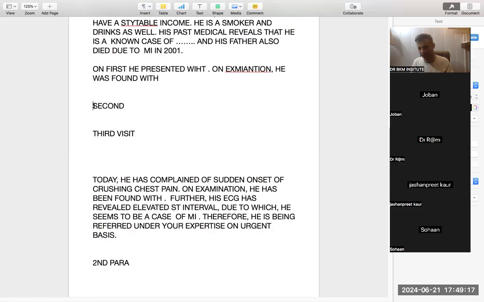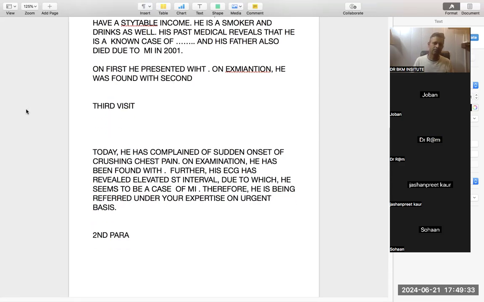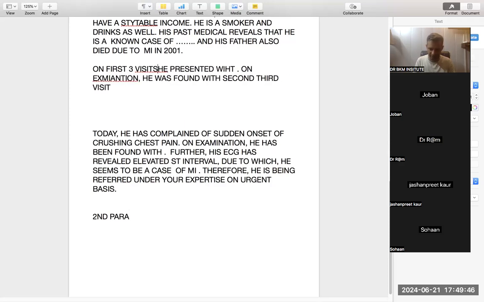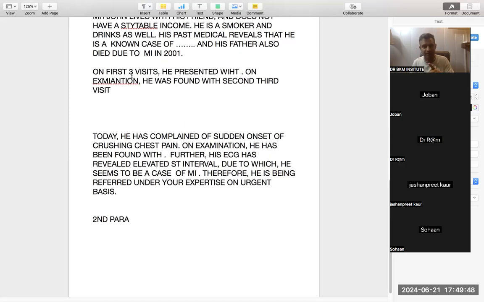Sir, can I make 5 paragraphs? Of course, 5 paragraphs, around 40 words each. Sir, can I make 4 paragraphs? All right, make those paragraphs in one. Or if everything is almost the same in 3 visits, you can also write on the first 3 visits together. Again, the grammar will remain the same.